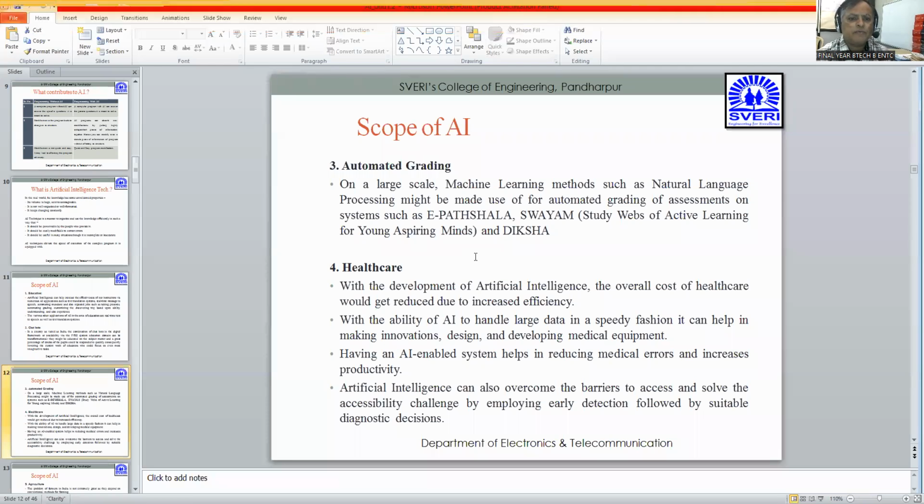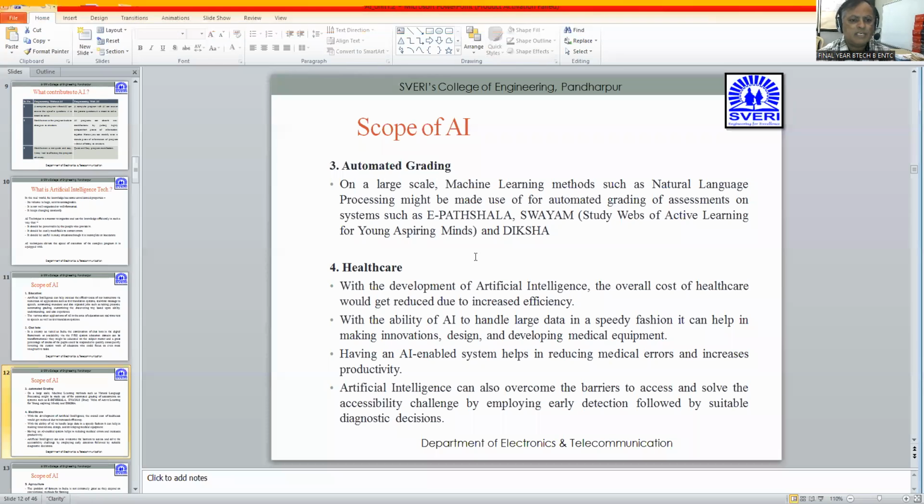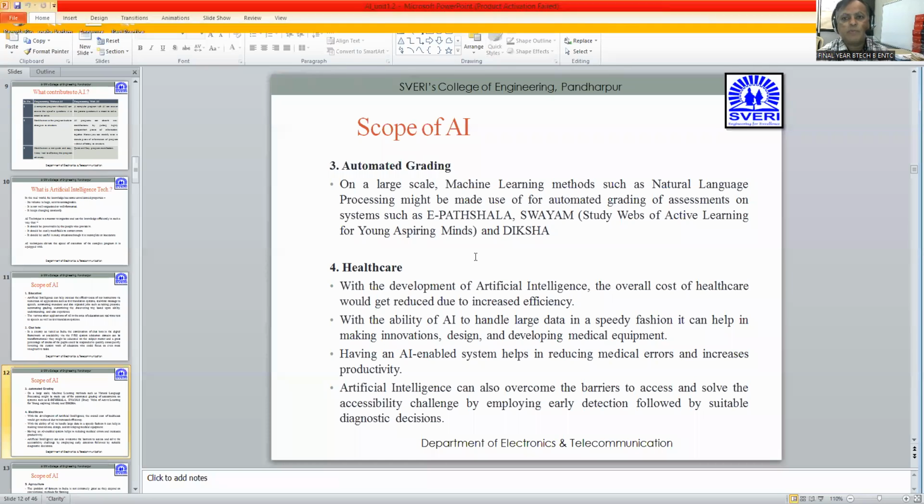On a large scale, machine learning methods such as NLP might be made use of for automated grading of assessments, such as ePathshala, SWAYAM, and Diksha. SWAYAM means Study Webs of Active Learning for Young Aspiring Minds. These are some of the websites which actually use automatic grading, and that is possible because of AI.